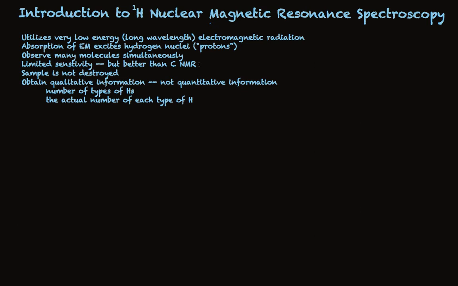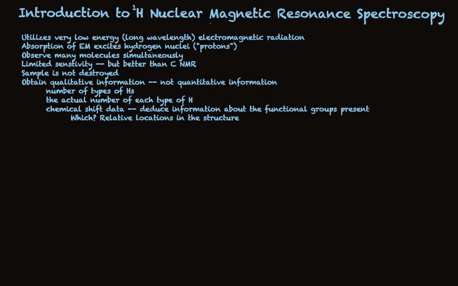We will get chemical shift information from which we deduce information about the functional groups present. Like carbon NMR, we'll learn something about which functional groups are present, and we'll learn something about their relative proximity. The totally new type of information that Proton NMR gives us is which hydrogens are neighbors, which hydrogens are located on neighboring carbons. This is extremely powerful.